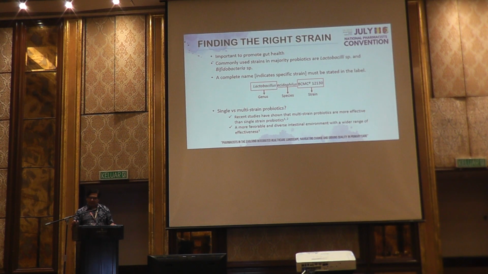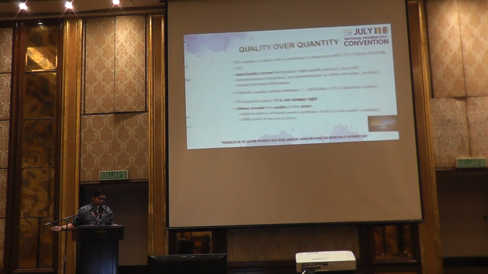Now, these are the basic things I want to show you when you look at the box, among the commonest, Lactobacillus and Bifidobacterium. Lactobacillus is a genus, acidophilus is the species, and then, let's say this one, BCMC Bio1230, is a strain. And for the last 7 or 8 years or so, a lot of data show that multi-strain probiotics are perhaps more effective than single strain in many conditions because they provide wider interaction or modulation in the intestinal environment.